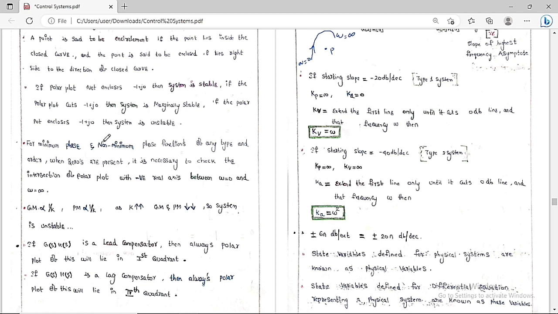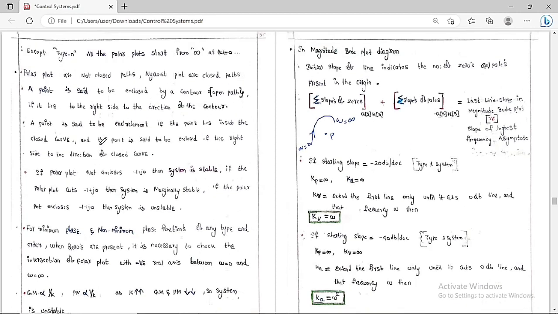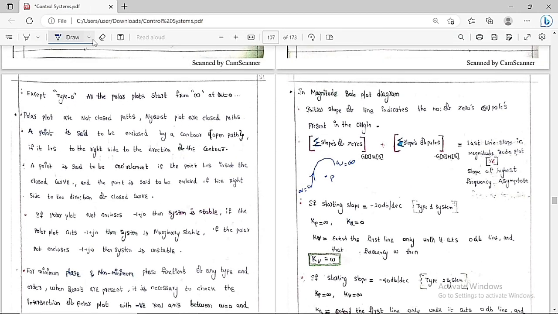So finally, if the open loop transfer function is a lead compensator, meaning the zero is closer to the origin compared to the pole, the polar plot always lies in the first quadrant. If it is a lag compensator, the polar plot lies in the fourth quadrant. All these points you always have to keep in your mind. Now the next concept.